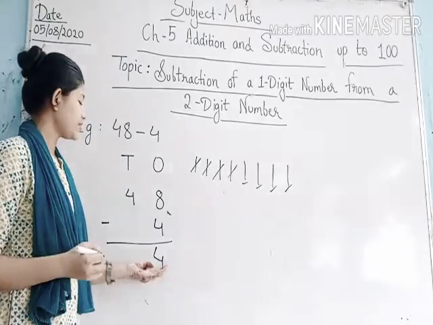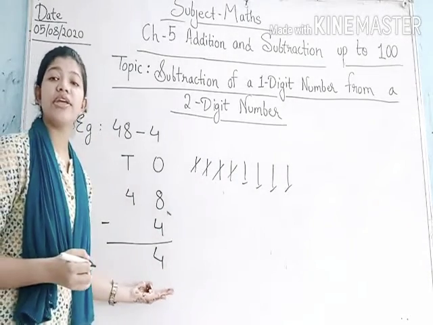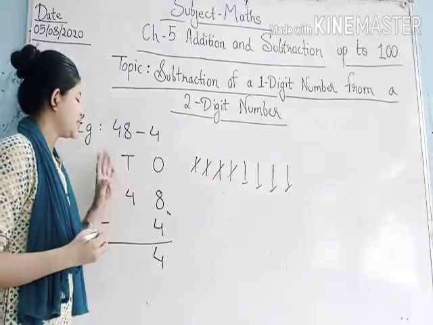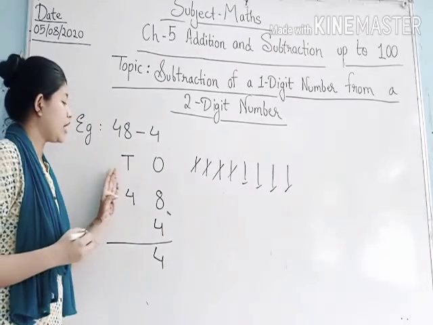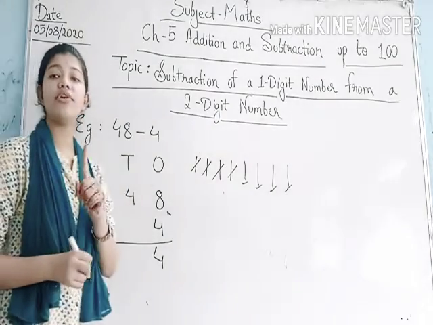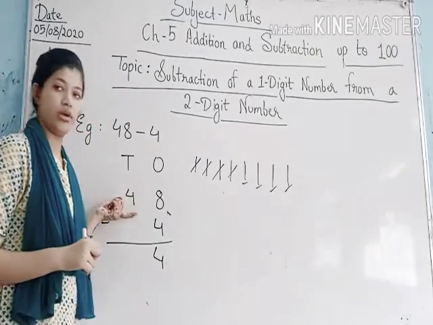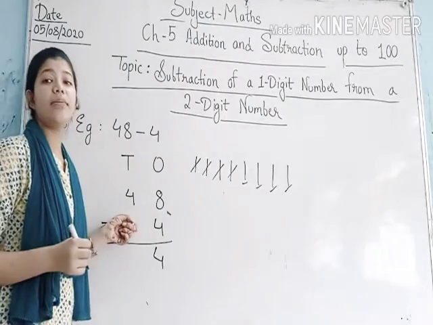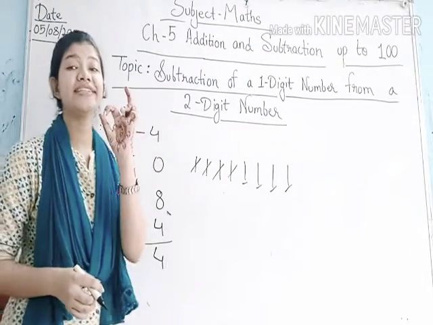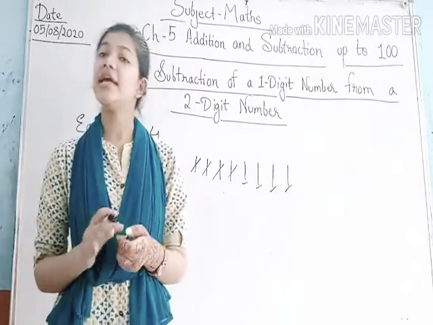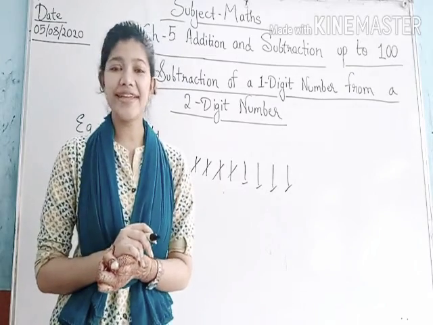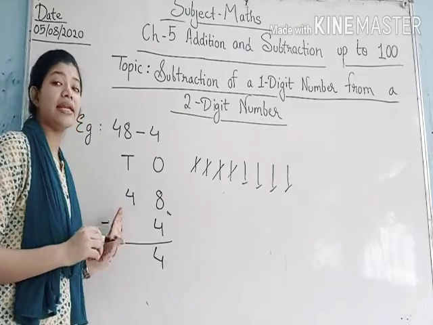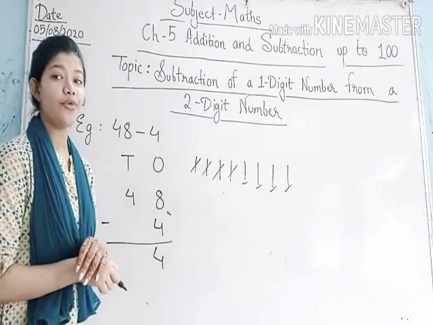Okay? Now after solving the ones column, we will come to the tens column. So let's come to the tens column. Now see, tens has only one digit, that is 4. So what we will do, if there is no number over here, then it means 0, and 0 means absence of something. Yes, you know this. Now, 4 minus 0 is equal to 4.